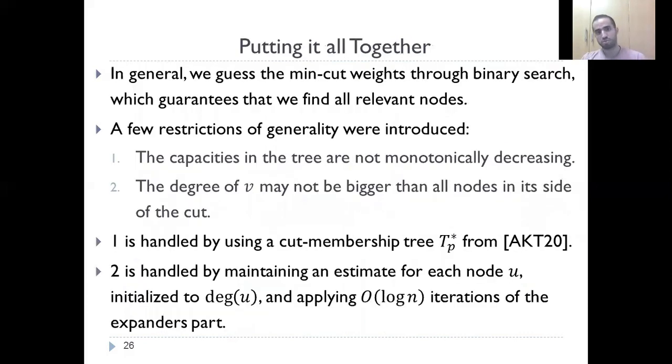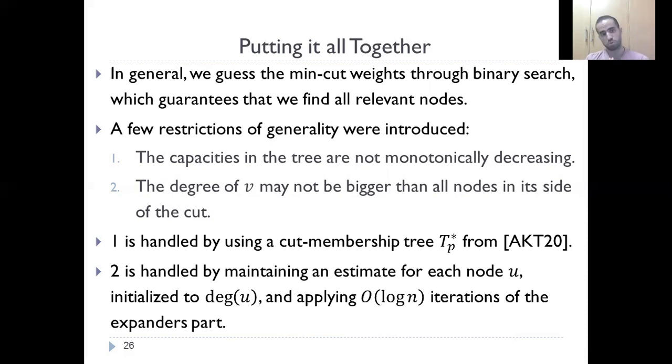Okay, so putting it all together. In general, we get minimum cut weights through a binary search. Right here, we only handle omega n, but in general, we do binary search, windows, etc. Furthermore, a few restrictions of generality were introduced here. First, the capacities might not be monotonically decreasing. So the minimum cut between P and V might not be the edge that is adjacent to V. It might be another edge here, which makes it harder to analyze.